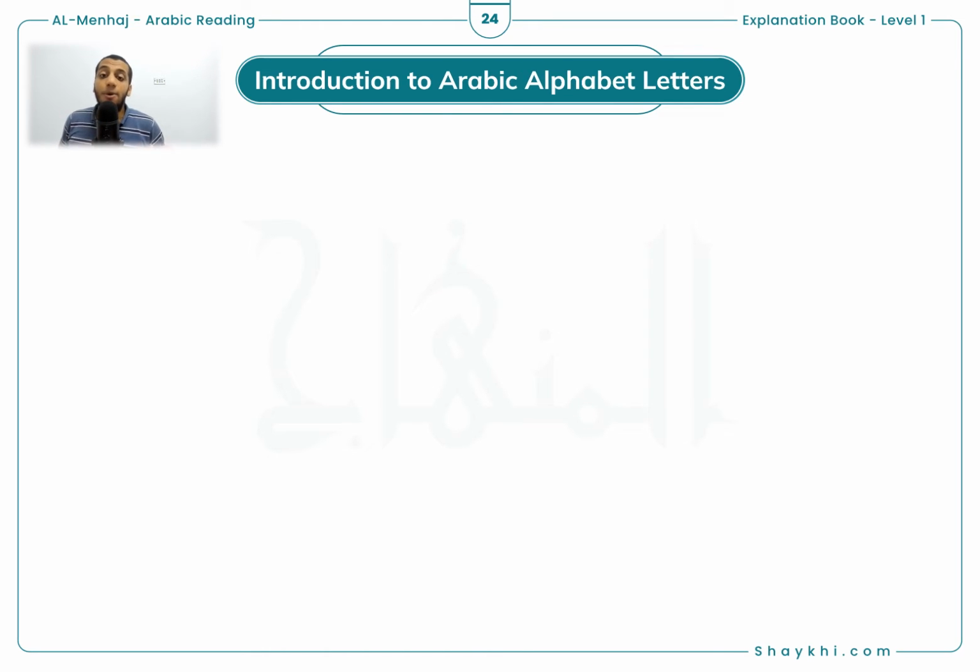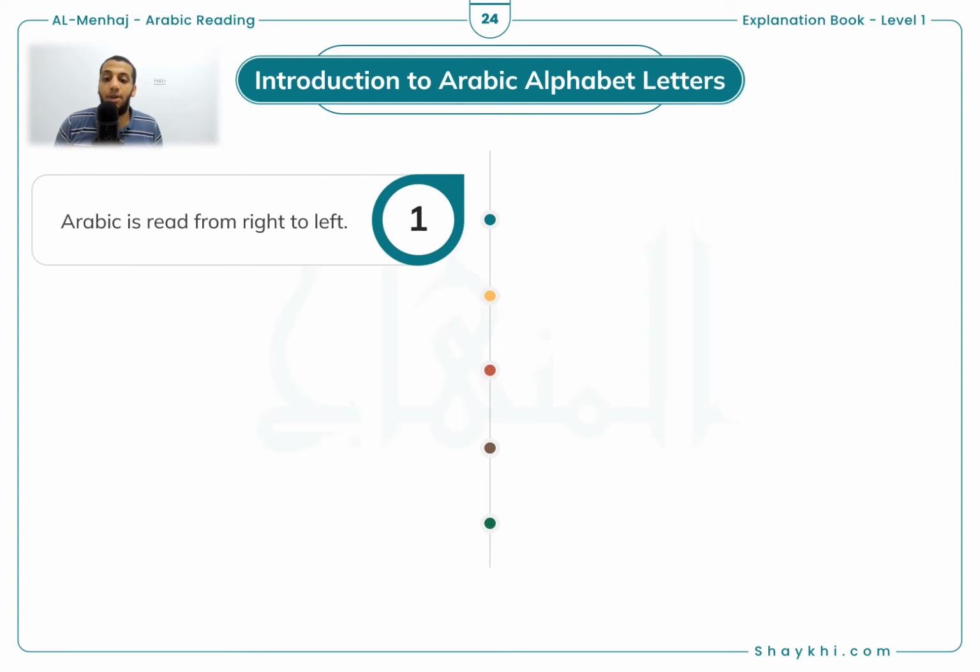Okay, the first question is, what is the direction of the Arabic language? If we write Arabic words, an Arabic sentence, or even just one word, will we start writing this word from left to right or right to left? This is a very important point. So let's check the answer together through the screen. As we see, Arabic is read from right to left. So when we write down any Arabic word, we write it from right to left.